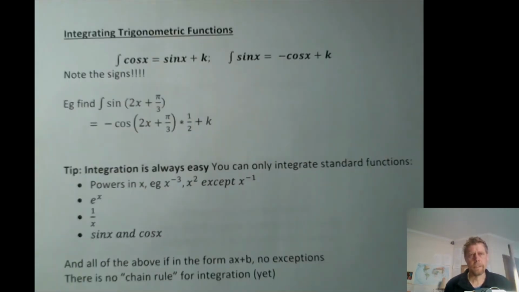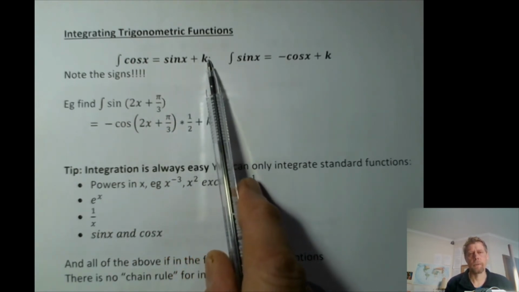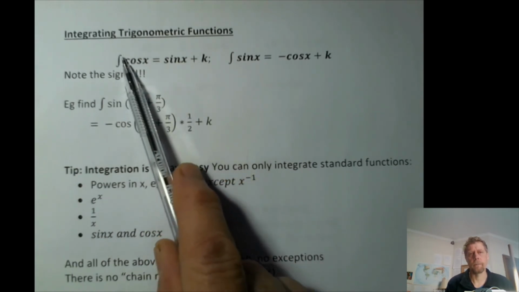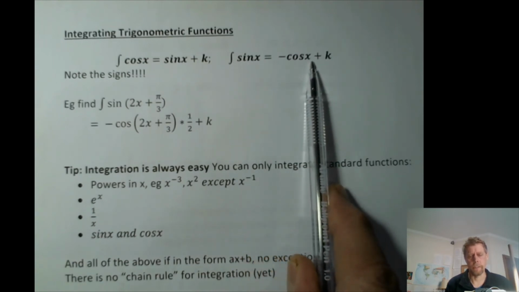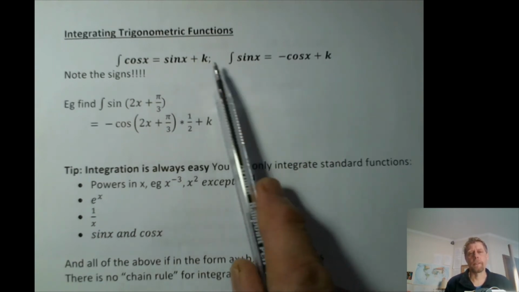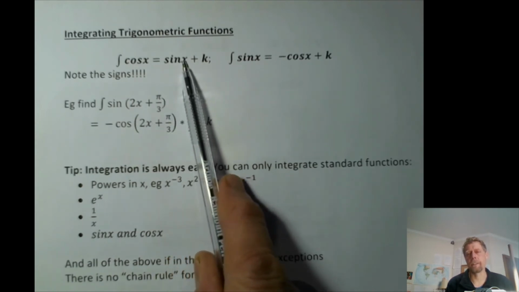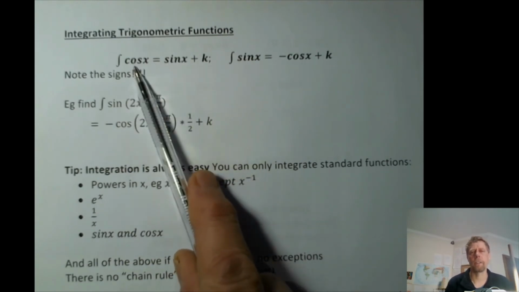Let's look at how to integrate sine and cos now. The integral of cos x is equal to sine x plus your constant. Remember, it's an indefinite integral, there's no a to b. And then the integral of sine x is minus cos x. So this is the one time when cos x is happy, there's no negative there, but it's only because it's the inverse of the differential. If you differentiate sine, you get cos, so if you integrate cos, you get sine.